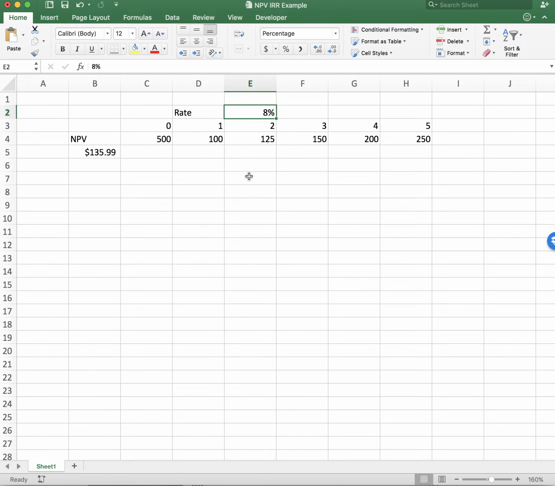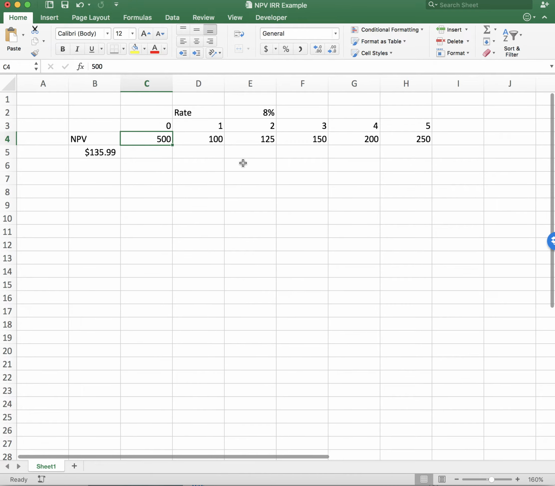So clearly we could have different discount rates. But what this really says is, if I invest my $500 in this project, and I expect these cash flows in return, I will get a return of not just 8%, I will get more than that. In fact, I will get my 8% return plus $135.